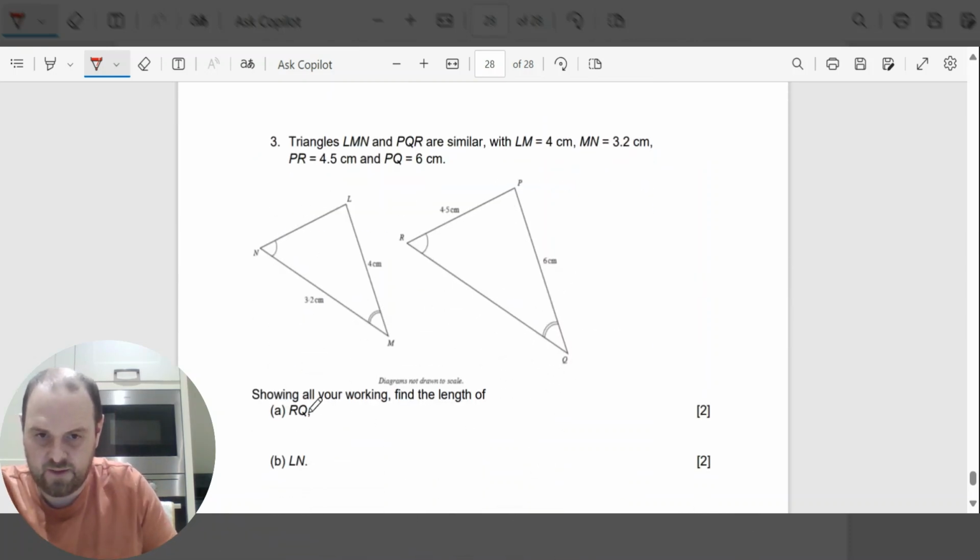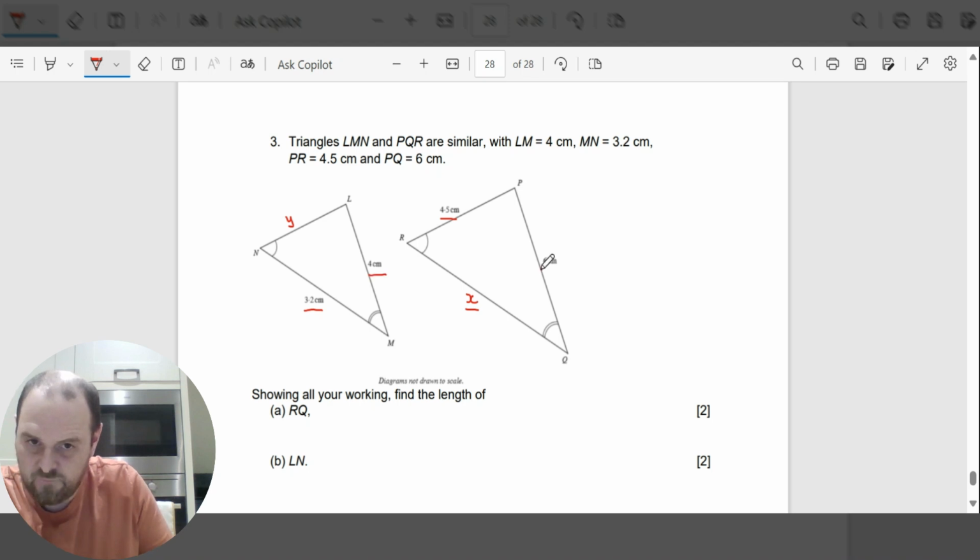We need the length of RQ. RQ is this one here. Let's call that X. And LN, LN is on this shape. That's Y. Now, on this shape, Y is linked to 4.5. X is the same side as the 3.2.